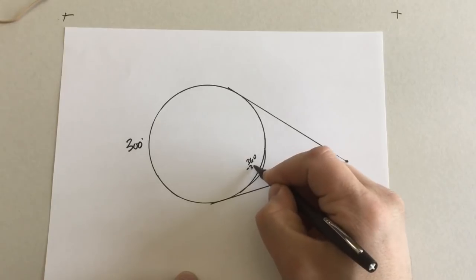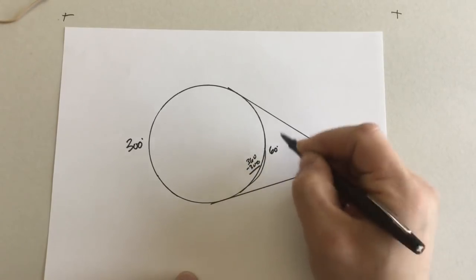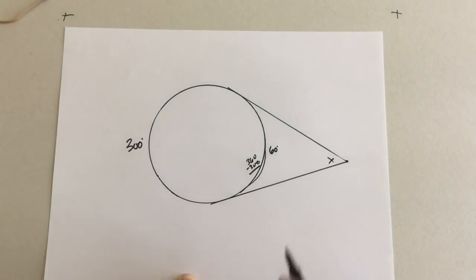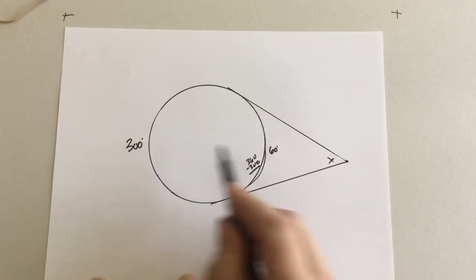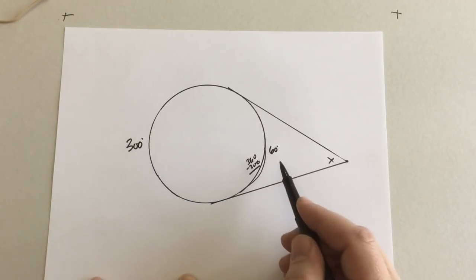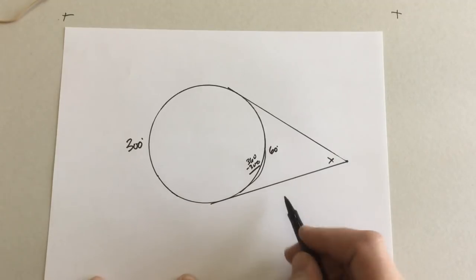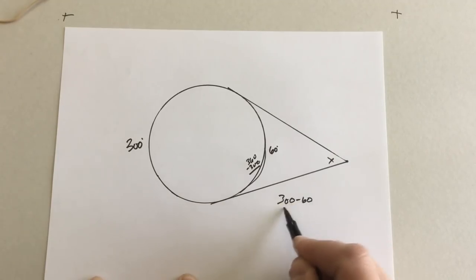360 minus 300. This is 60 degrees. Now, it doesn't really look 60, but let's just go with it. So here we go. We got these two arcs, 360. If you add them, you're going to get the wrong answer.